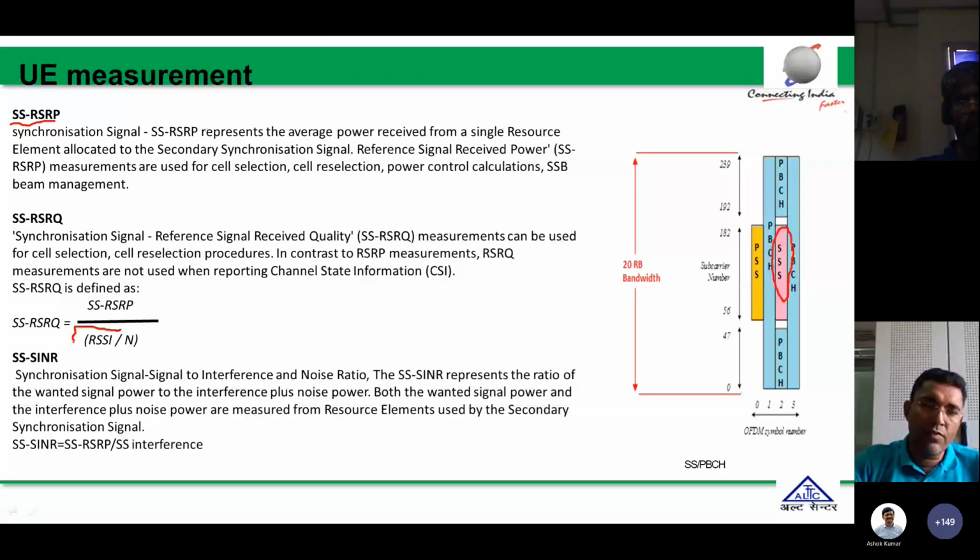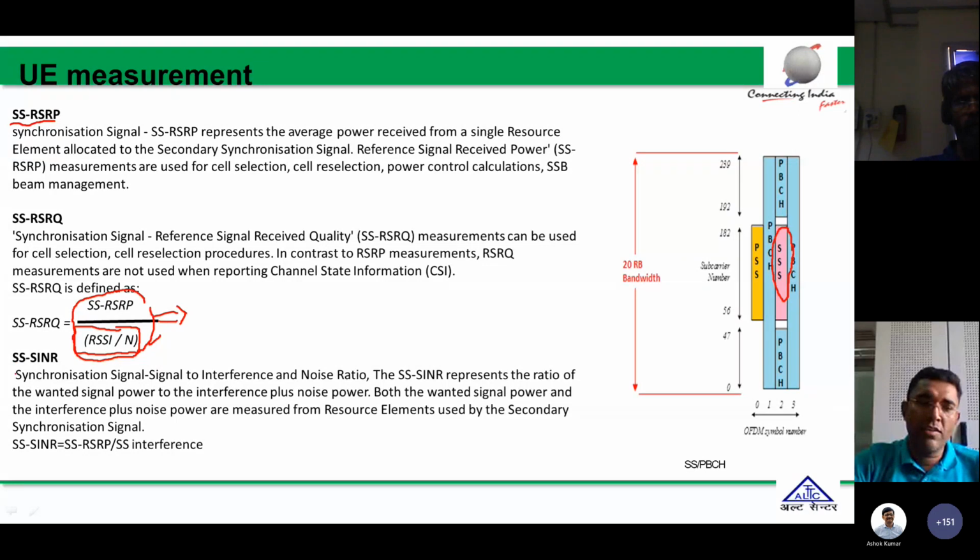This one is the RSSI, received signal strength indicator, divided by the total number of resource blocks. That means it is the received power per resource block. Right. This one is the SS-RSRQ. Actually, SS-RSRP provides the path loss between the user equipment and the base station, the gNodeB, and SS-RSRQ provides the loading in the network.